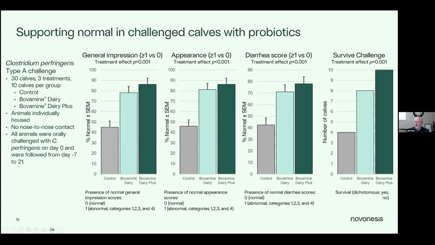But in the Bovamine Dairy Plus, a probiotic containing bacilli and lactobacilli and propionibacteria, we did not lose a single calf. And if you look numerically, they were the healthiest group over that period of time. So clearly a potential opportunity adding a bacillus organism group to a lactobacillus.